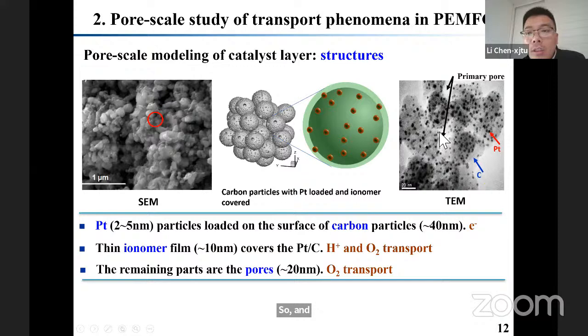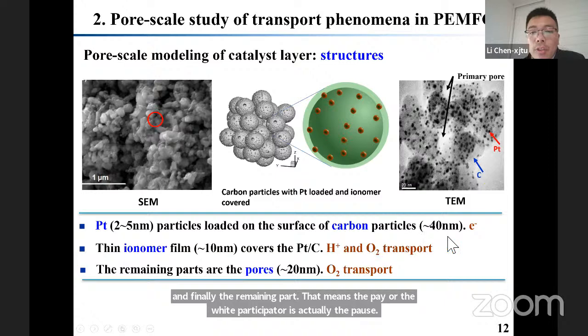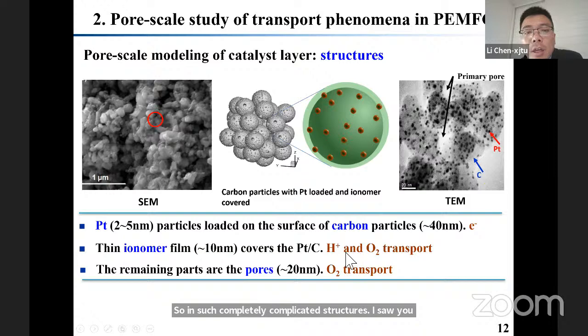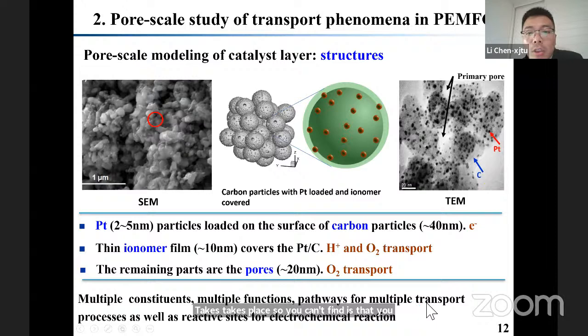In such complicated structures, the electron conducts in the carbon and the platinum. The proton transports inside the ionomer film, and the oxygen transports in the pores and finally inside the ionomer film. At the surface of the Pt particle, the electrochemical reaction takes place. So in order to provide pathways for the oxygen, the electron, and the proton, the catalyst layer has multiple constituents to serve multiple functions. The structures are very complex and the transport processes are very complicated. In our group, during the past 10 years, we tried to develop a pore-scale modeling method to understand such complicated structures and processes.